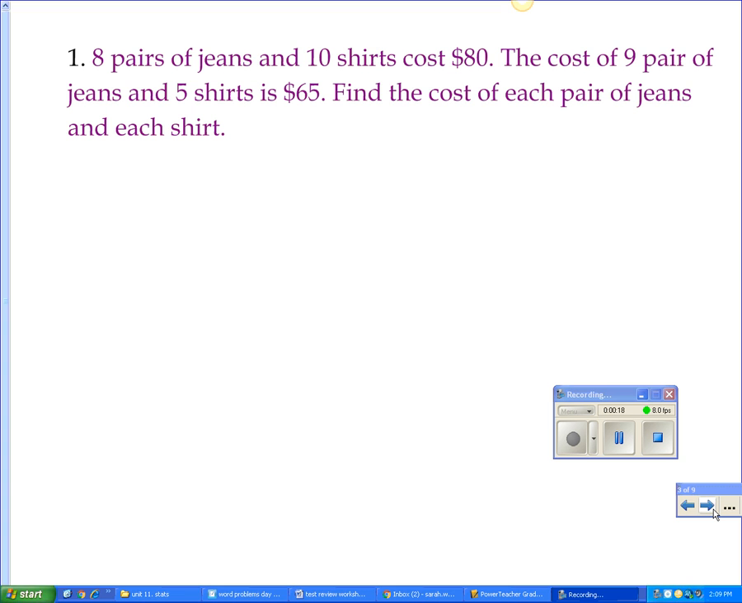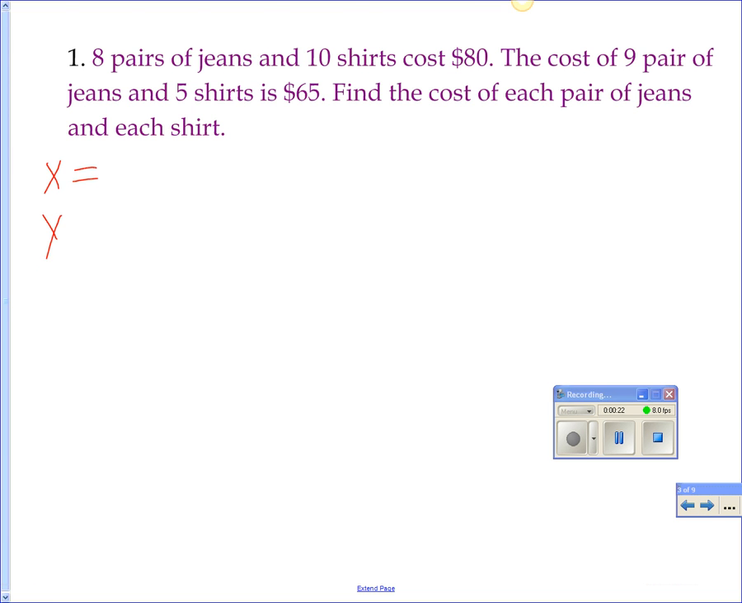Okay, so the first thing you're going to do is put X equals and Y equals. What are the 2 things I'm buying at the store? Jeans, right? So I'm going to put X as jeans, and I'm going to put Y as shirts.